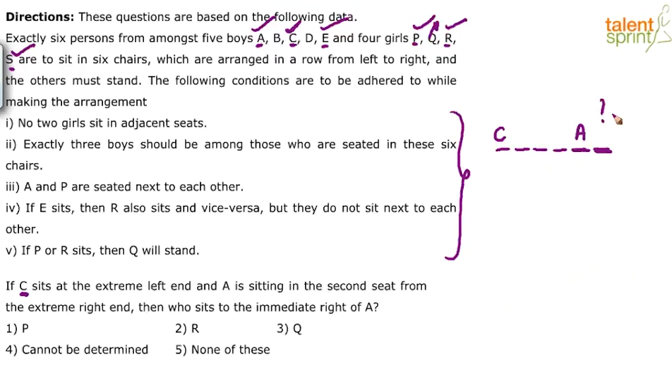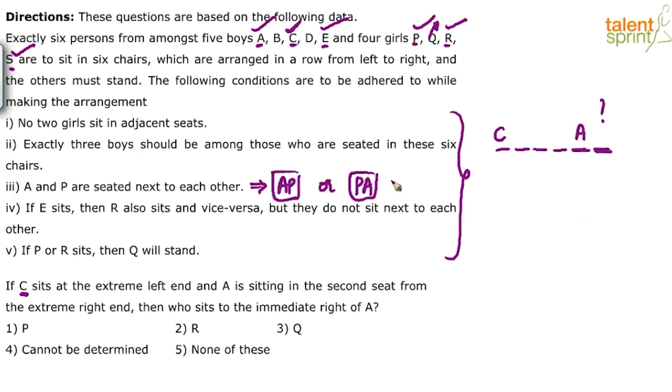I've only marked what is given in the question, right? C is at the extreme left end. A is in the second seat from the extreme right end. Who will come on the immediate right of A? Immediate right of A is this position. Who will come in this position? Remember the other point that was given here was A and P are seated next to each other. A and P are together. AP or PA, both are possible.